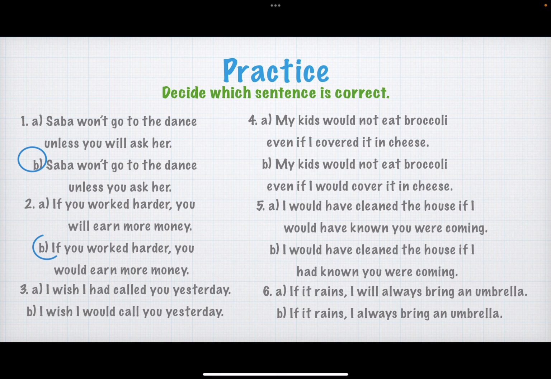Number 2, B is also the correct answer. If you worked harder, you would earn more money. So this is the second conditional, the unreal conditional for the future. That means I need would plus the simple form of the verb in the result clause.